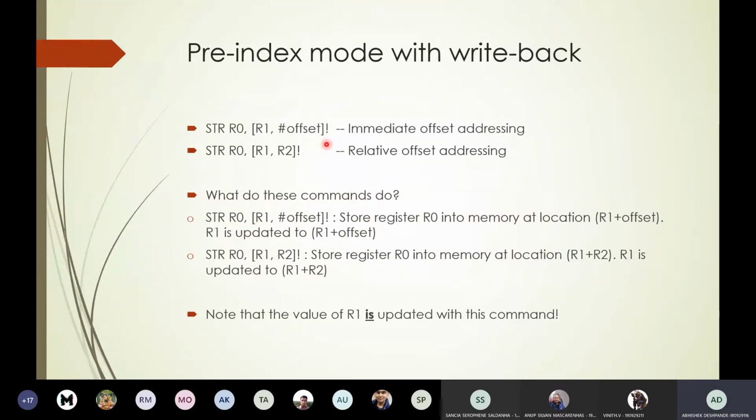Previously, you saw that the value of R1 was not being updated, but now you have R1 being updated to R1 plus offset or R1 being updated to R1 plus R2, depending on which type of command you're using. If you use immediate offset addressing, it will update to R1 plus offset. If you use relative offset addressing, it will update to R1 plus R2. So note that the value of R1 is updated in this command. Pretty important. I'll just look at that in Keil.